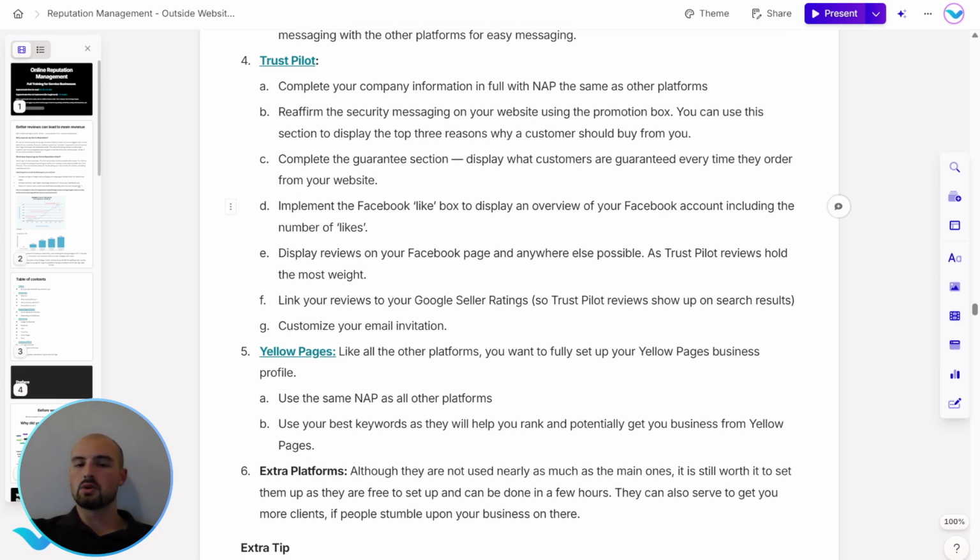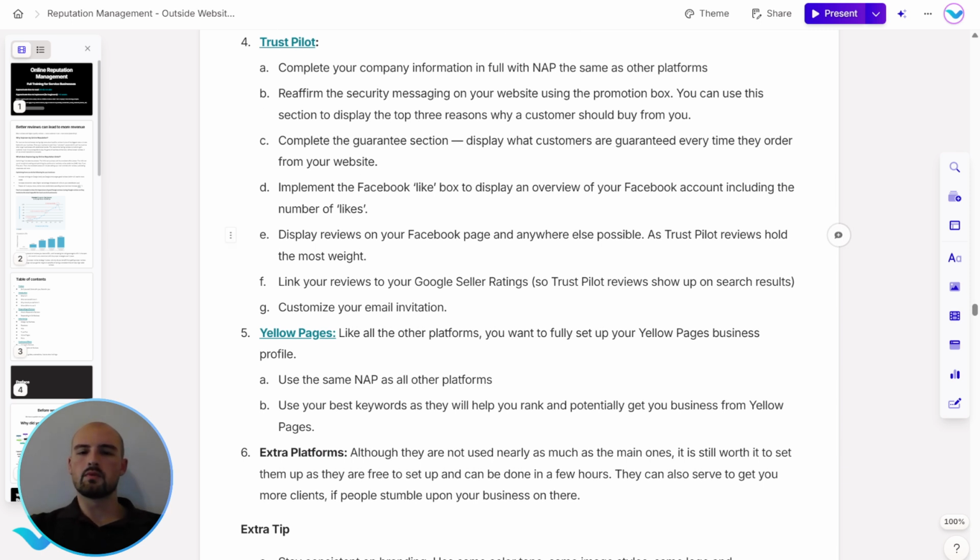You can implement a Facebook likes box display, an overview of your Facebook account, including the number of likes. So this is something you could do here on Trustpilot. You could include the amount of likes, and I think on Facebook you can have your Trustpilot reviews showing there as well. So there's kind of a play in between them too. Display reviews on your Facebook page and anywhere else possible, as Trustpilot reviews hold the most weight.